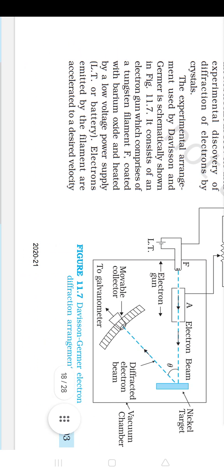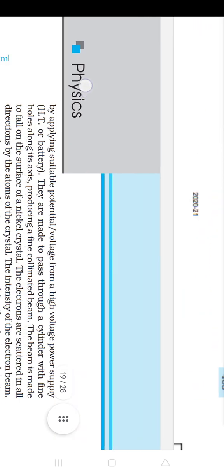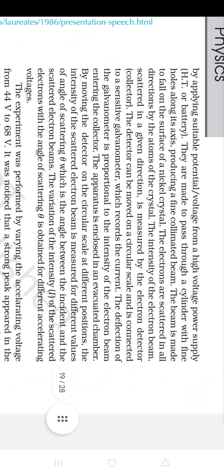The experimental arrangement used by Davisson and Germer is schematically shown in figure 11.7. It consists of an electron gun which comprises a tungsten filament F coated with barium oxide and heated by a low voltage power supply. Electrons emitted by the filament are accelerated to a desired velocity by applying a suitable potential from a high voltage power supply. They are made to pass through a cylinder with fine holes along its axis, producing a fine collimated beam. The beam is made to fall on the surface of a nickel crystal.